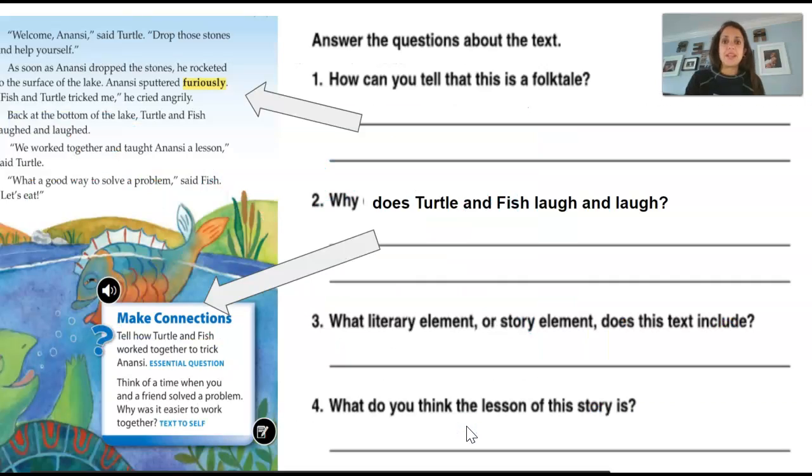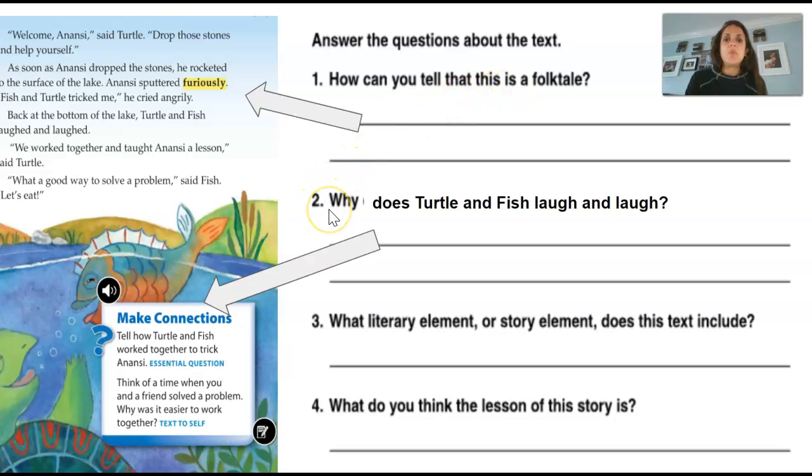As we are reading to identify features of a genre today, we will be thinking about these questions, because in your workbook page, you will be answering these exact questions about a different text. So you will answer 4 questions today. How can you tell that this is a folktale? So you're going to think of one of the features of a folktale. Is it told from person to person, generation to generation? Or does it teach a lesson?